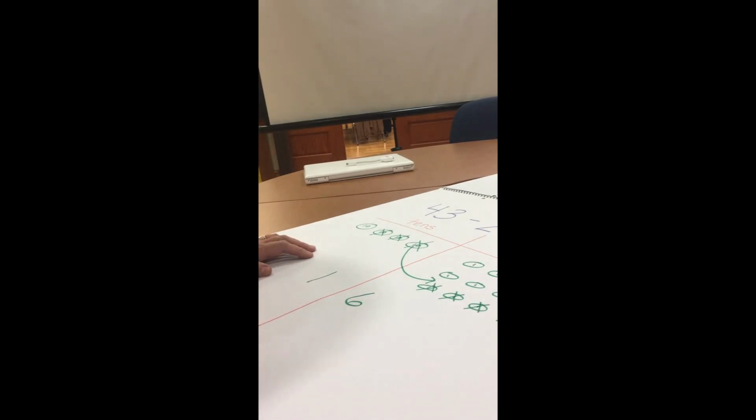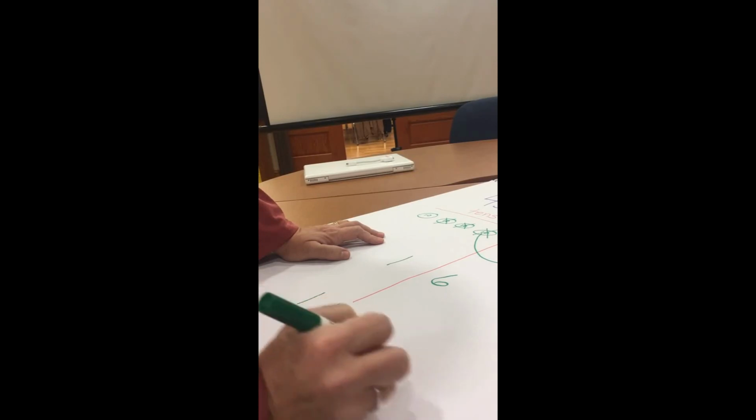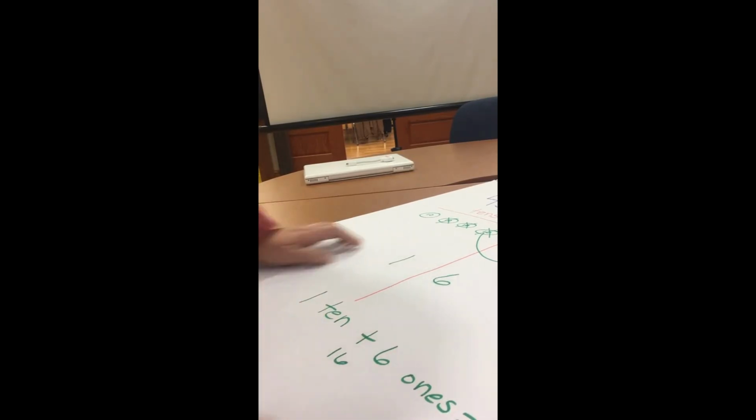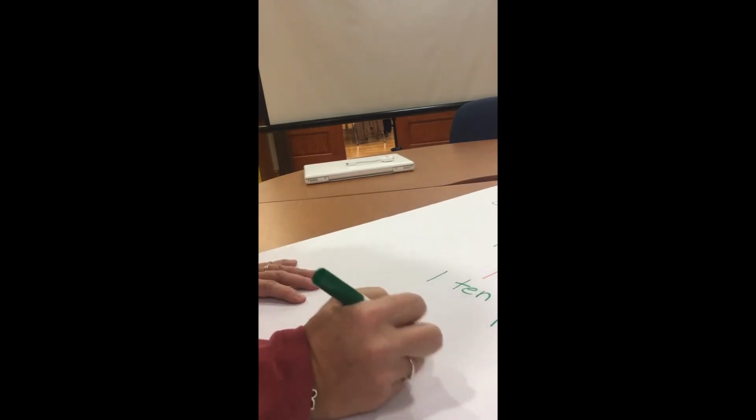So 1 ten plus 6 ones equals 16. Therefore, 43 minus 27 equals 16.